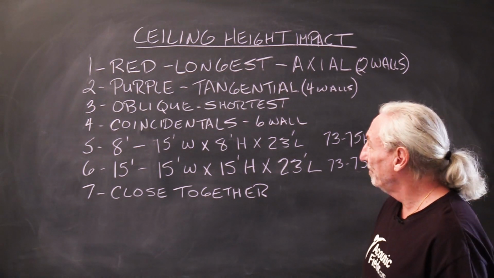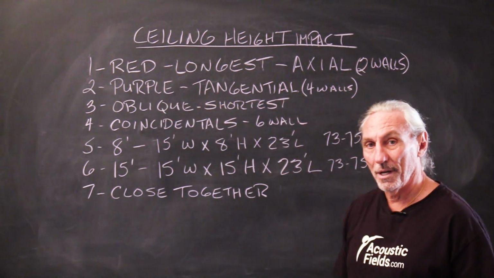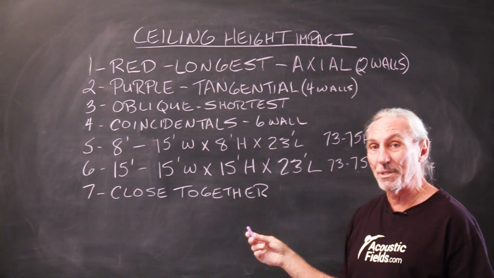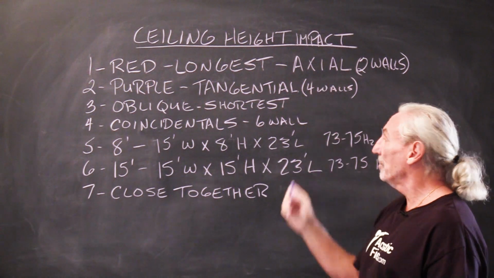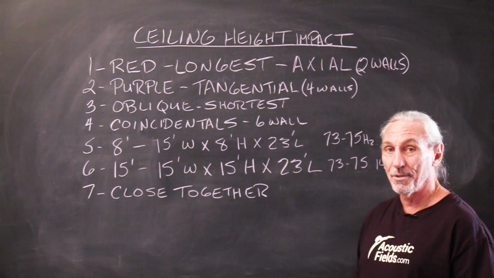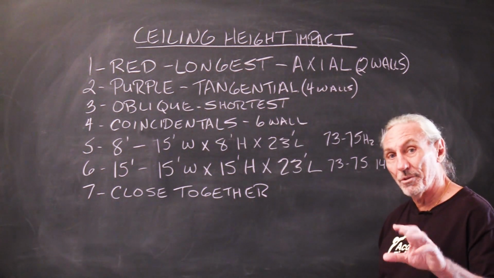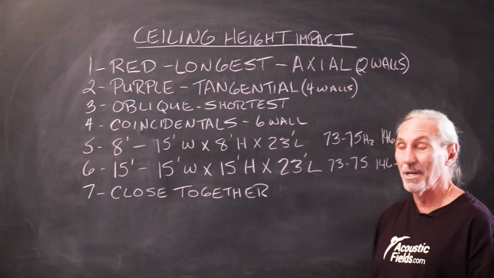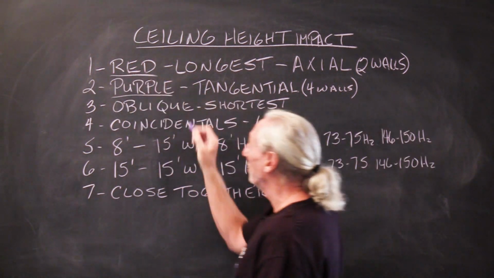So let's take a little definition, a little walk back, and we're going to put a graph on the screen here, and I want to define some of the things you're going to be seeing. So the red lines that you see are the longest. Those are the axial modes. We know those are between two walls, and those are the strongest. That's why they're the longest. Then we have the purple, which are the tangential. Those are the four walls. Those are second longest, and then the oblique are the shortest. So we're going to focus for the purposes of this discussion on these two right now.